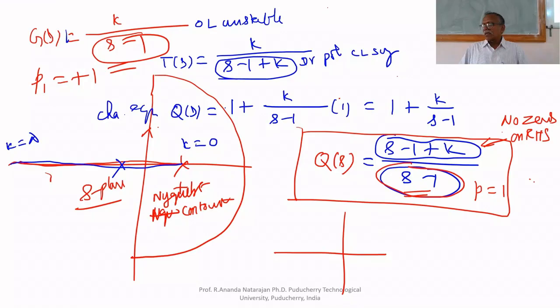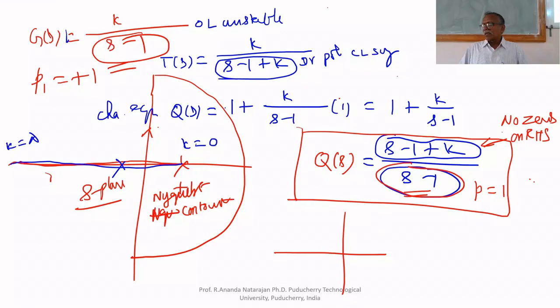Suppose I am taking a stable system. I think you understand this. Or once again, shall I tell? What is this? G of S equal to K upon S minus 1. Is this open loop stable or unstable? Open loop unstable. What is the characteristic polynomial? S minus 1 plus K.